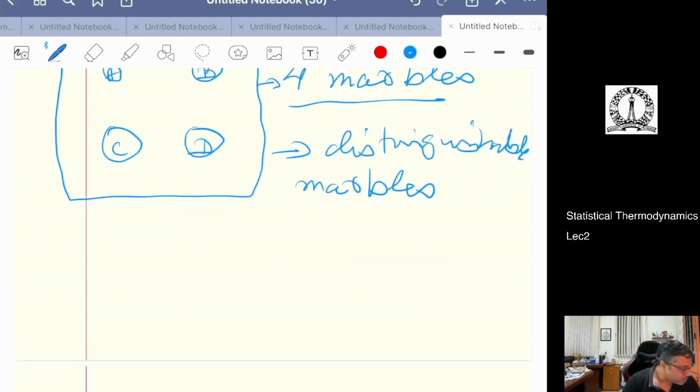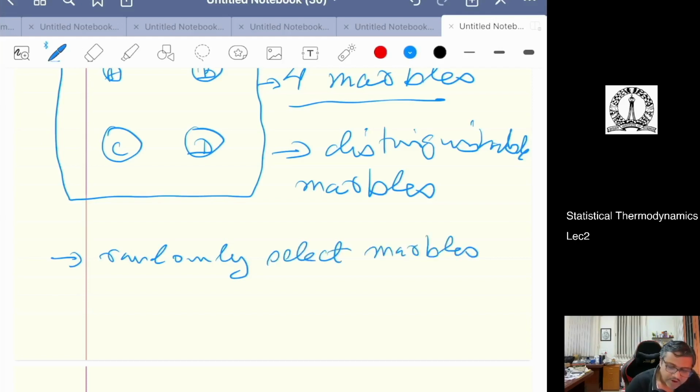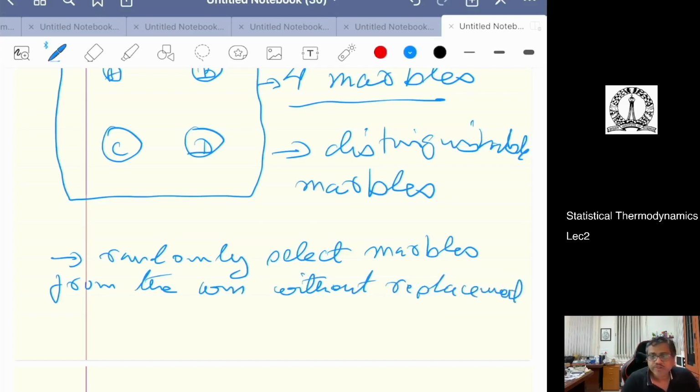They are distinguishable marbles. So our aim is to randomly select marbles from the urn without replacement. So what is our aim? Our aim is to randomly select marbles from the urn without replacement. Okay.